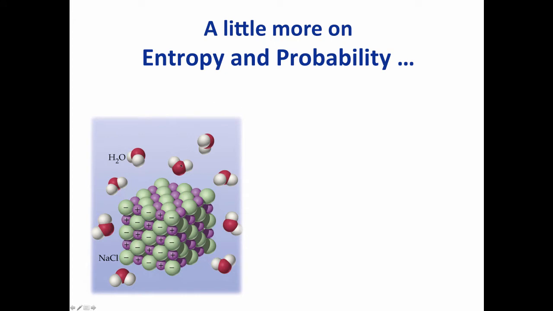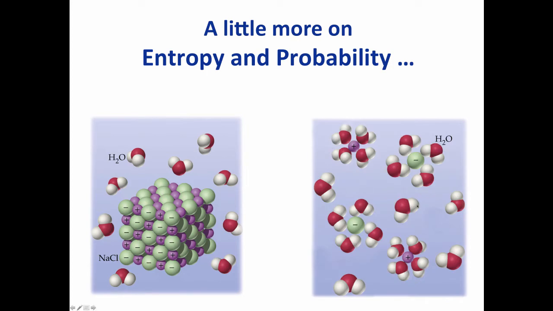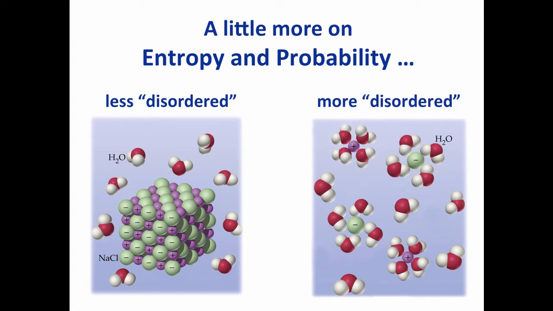For example, if we have a crystal of sodium chloride, which is quite organized, and it dissolves, it becomes less organized in solution. So even though the chloride ions and the sodium ions have water molecules in a reasonably orderly manner around them, it's not nearly as organized or as orderly as the arrangement of the sodium and chloride ions in a crystal of sodium chloride. So the dissolving process goes from less disordered to more disordered.